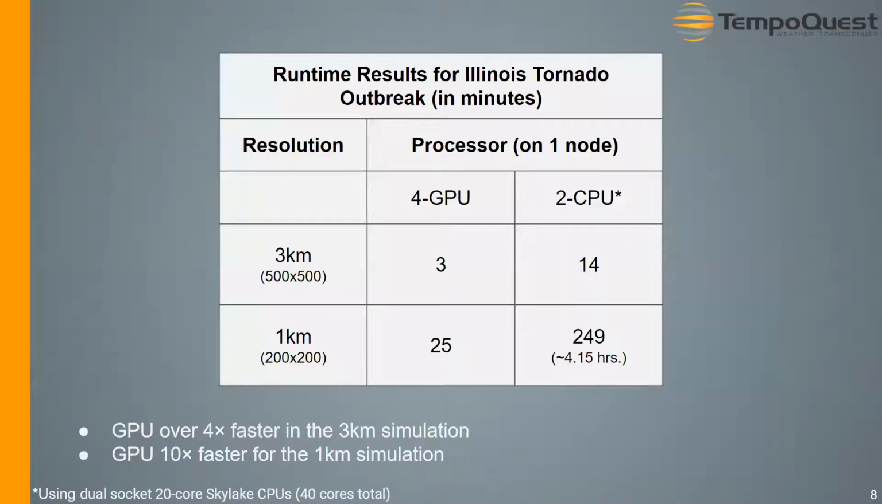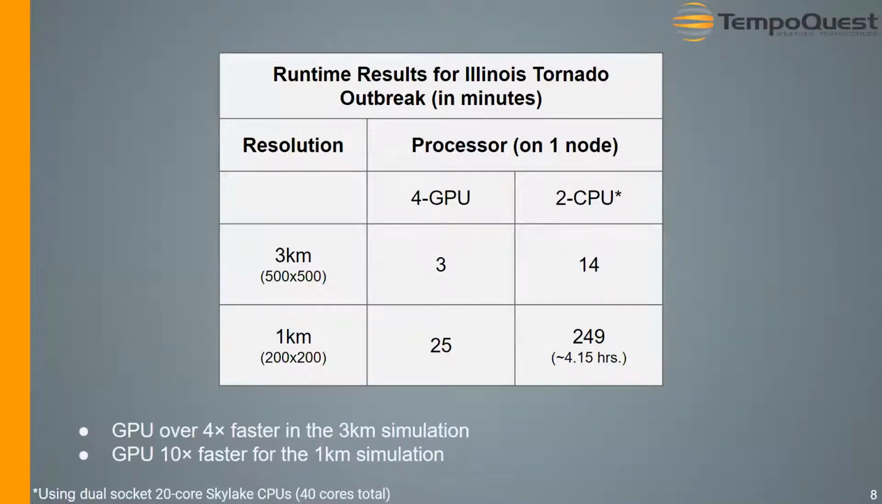Now, if we take a look at the runtimes, we can see that the GPU simulations were faster than the CPU simulations. For the 3-kilometer simulation at a 500 by 500 grid, the 4 GPU simulation finished in about 3 minutes, where a 2 CPU simulation finished in about 14 minutes.